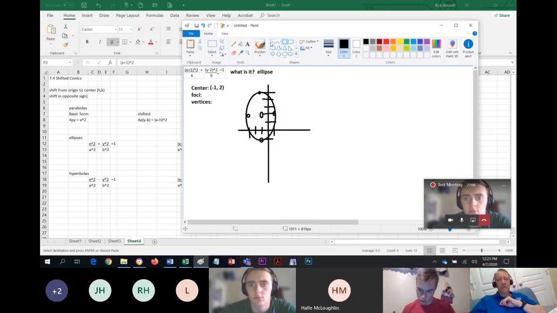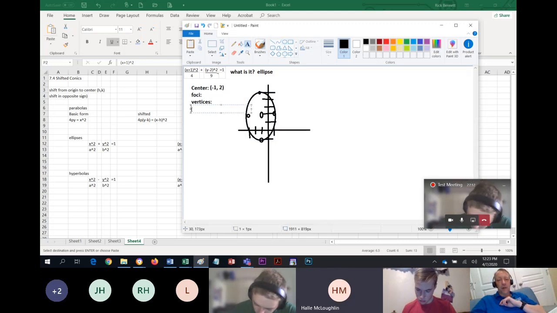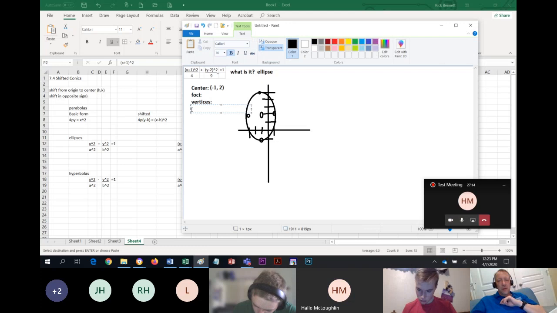So let's talk about the vertices. Where are the vertices? ±2, 0. -2, 0. I don't see that. So this point right here is what? This point right here on the bottom? -3, 2. Oh, on the very bottom. On the very bottom. -1, -1.